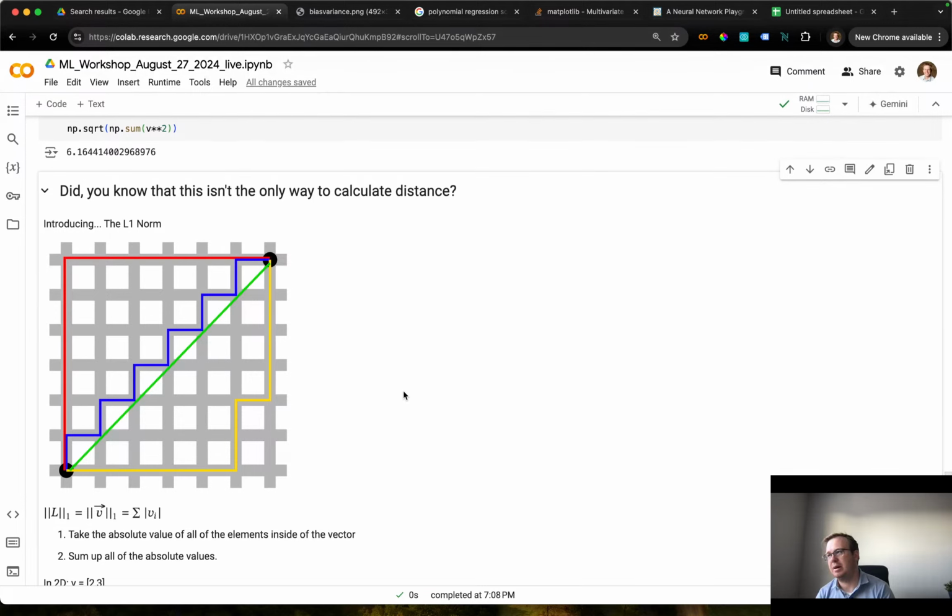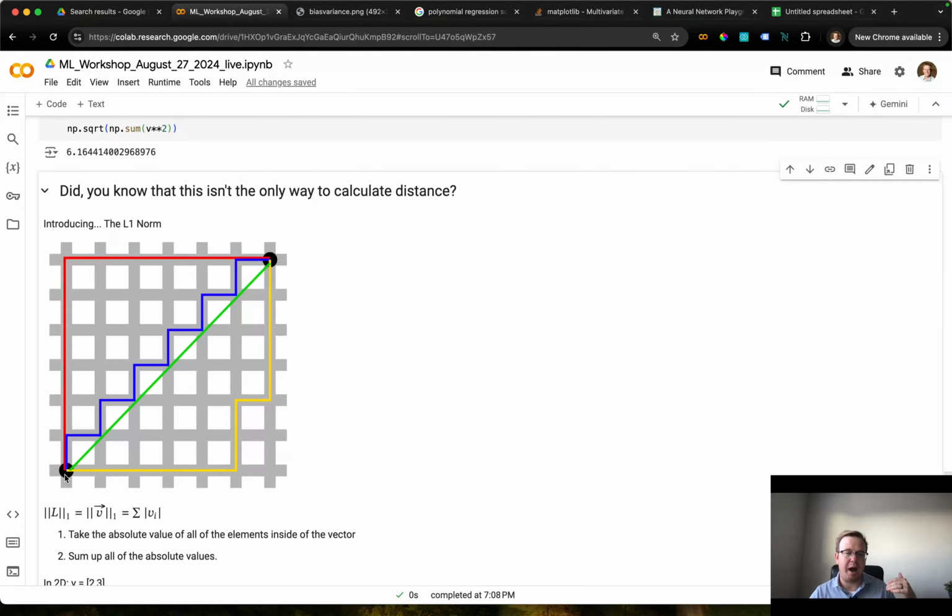Okay. Well, this is actually a trick question. All 3 of those lines are the same length. It doesn't matter how many turns you take. If you're going the same horizontal distance and then the same vertical distance, taking right angle turns, if you measure the red line, the blue line, the yellow line, they're all the same length. Okay. So that is the L1 norm.